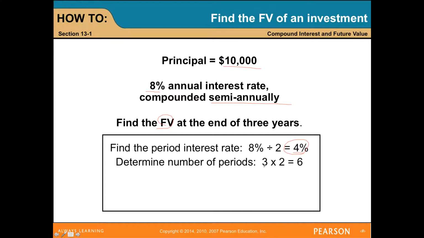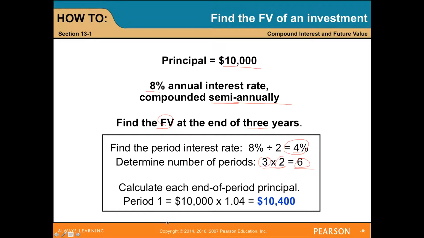Determine the number of periods. So 3 times 2 equals 6, right? And the reason is because it's 3 years. So here we have the 3. And then we have the semi-annual, which is 2. So then there's 6 periods total in 3 years. Or 6 sets of 6 months, if that makes sense. Calculate each end of period principal. So for period 1, we have the $10,000 originally times 1.04, because that's the interest rate for the period, and that equals 10,400, but we're not done yet.